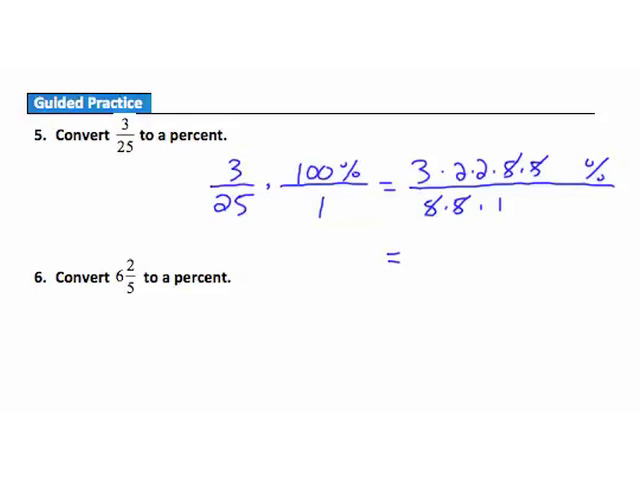So let's take a look. In the numerator, I have 3 times 2 is 6, times 2 again is 12, and then over 1, so it looks like I'm going to get 12% when I convert 3/25 into a percent.